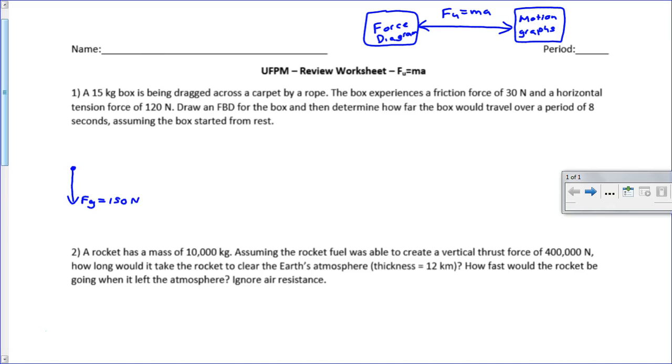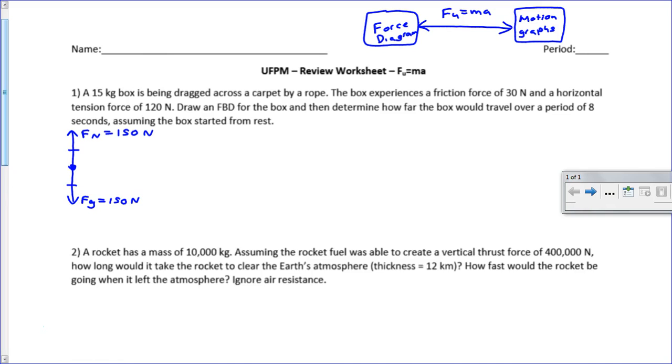If it is sitting on a carpet or on a floor, then if it has an Fg, it also is going to have an Fn, a normal force. In this case, it also equals 150 newtons. The reason we know that this equals 150 newtons is because the box isn't going to be accelerating in the vertical direction. It's not going to be moving up or down at all, and so we know those two are the same.